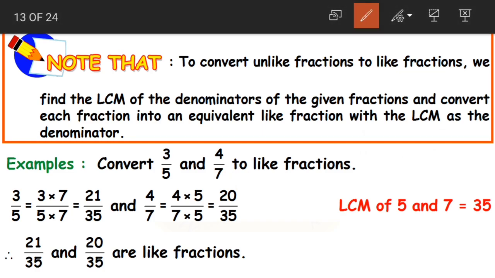Now see, we are having two fractions here, 3 by 5 and 4 by 7. What should we do? We should convert them into like fractions. Again, what are like fractions? Like fractions are those which have the same denominator. Here the denominator of the first fraction is 5 and for the second it is 7. Both are different, right? So these are currently unlike fractions. We need to convert them into like fractions.